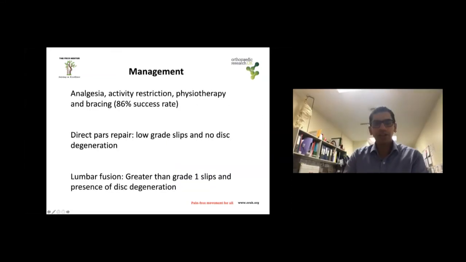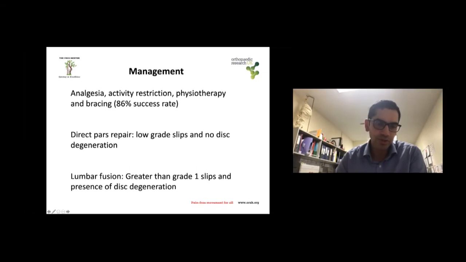Generally, when you see a patient with back pain and a diagnosis of pars defect, you manage them with analgesia. If they're quite active, you would advise a trial of activity restriction, refer them to see a physiotherapist, and quite often I would brace them as well. So a trial of bracing for about 3 months. And this actually has quite a high success rate.